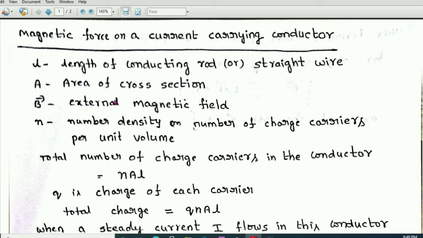Let us consider a current carrying conductor, that may be a conducting rod or a conducting wire. Let L be the length of the conducting rod or wire, and A the uniform area of cross section. This conductor is placed in a uniform external magnetic field. The magnetic field is already established, and in that field this conductor is placed. The length of the conductor is L, and capital A is the area of cross section.